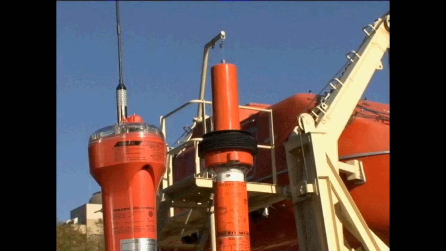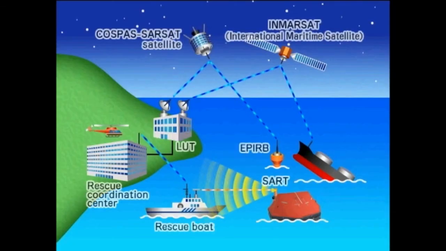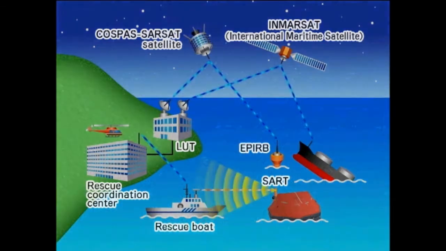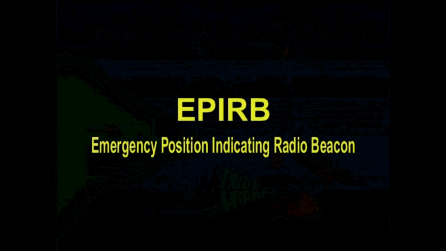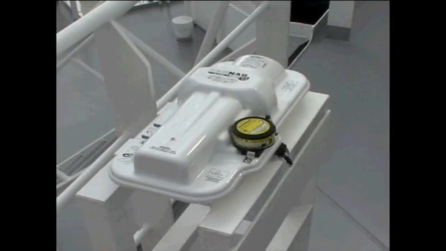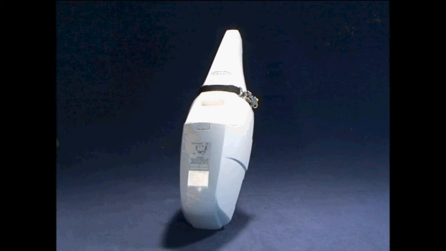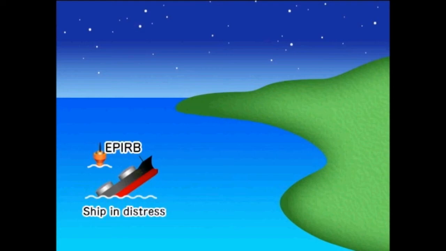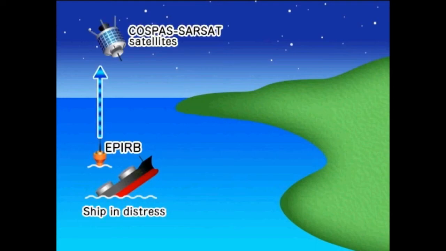EPIRB and SART are part of the GMDSS, Global Maritime Distress and Safety System. When a ship sinks, its EPIRB is released automatically from the hull and surfaces to begin transmitting an accident report. The signal is received by the COSPAS satellite, and the accident position is calculated automatically.